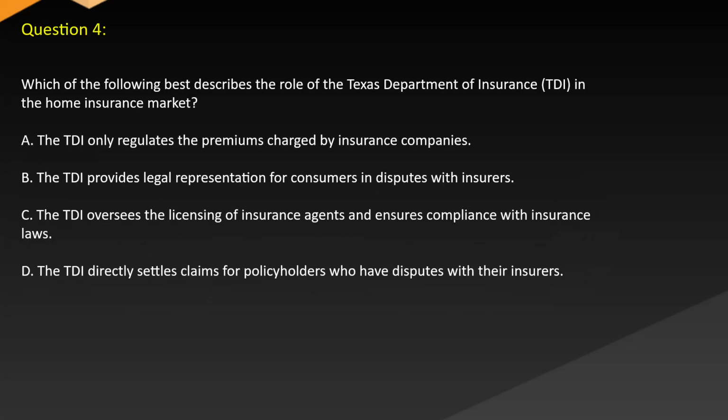Question 4. Which of the following best describes the role of the Texas Department of Insurance (TDI) in the home insurance market? A. The TDI only regulates the premiums charged by insurance companies. B. The TDI provides legal representation for consumers in disputes with insurers. C. The TDI oversees the licensing of insurance agents and ensures compliance with insurance laws. D. The TDI directly settles claims for policyholders who have disputes with their insurers.